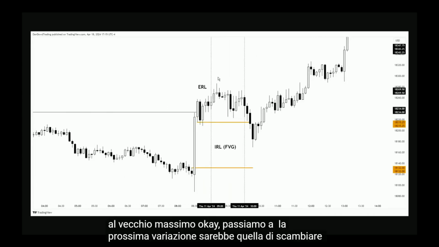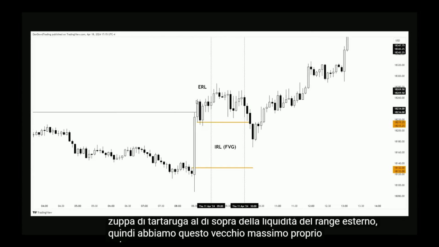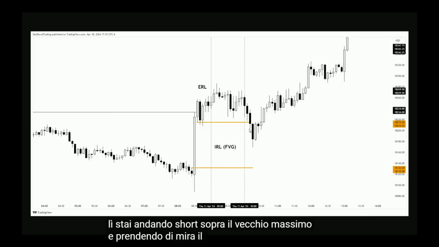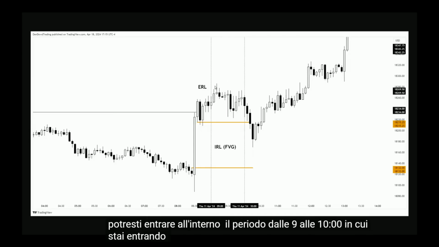This would be trading a turtle soup above external range liquidity. So we have this old high right here. You would draw a line out from there. You're shorting above the old high and targeting the fair value gap. You could enter within the 9 to 10 o'clock period. You're entering up here and you're targeting the fair value gap.